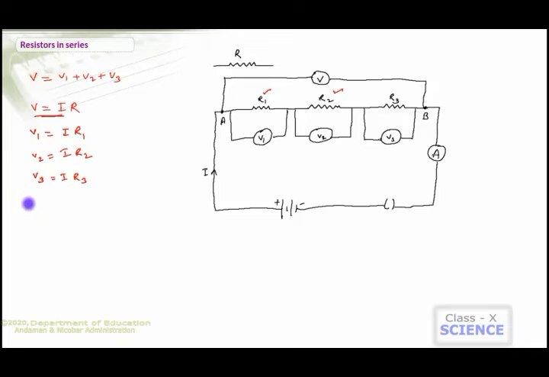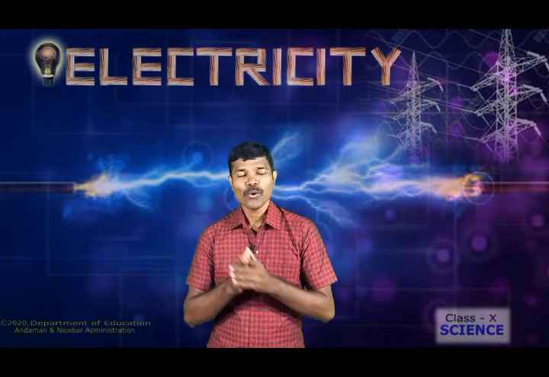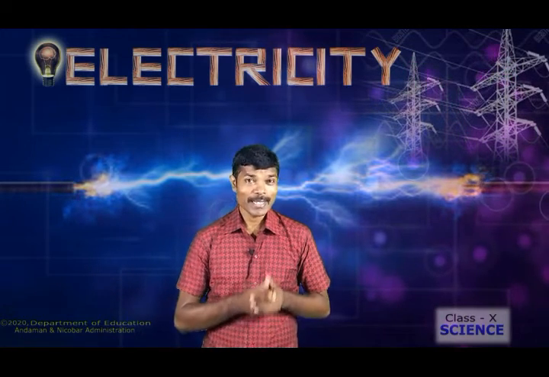So IR is equal to V1 plus V2 plus V3, and the value will be IR1 plus IR2 plus IR3, right? Now taking I as common, we get IR is equal to I times R1 plus R2 plus R3. Here I gets cancelled, so we get R is equal to R1 plus R2 plus R3. This is the total resistance or equivalent resistance when resistors are connected in series. Hope you understood how resistors could be connected in series.